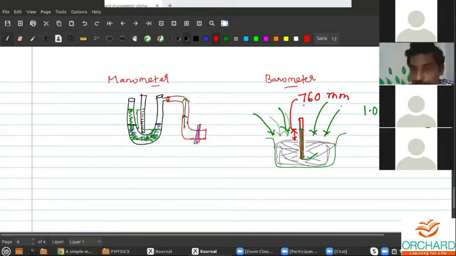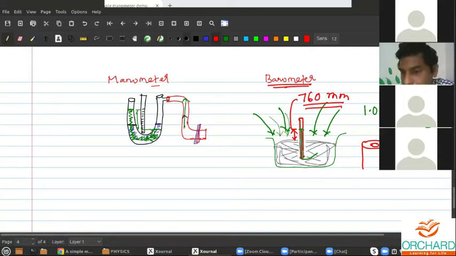So using a barometer, if you want to measure the pressure, you should have a mercury trough in a beaker, and then a glass tube that contains a small capillary tube inside. So this is the outer glass tube, and this is the inside capillary tube. The capillary tube has a particular dimension.